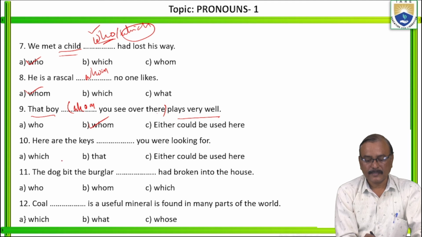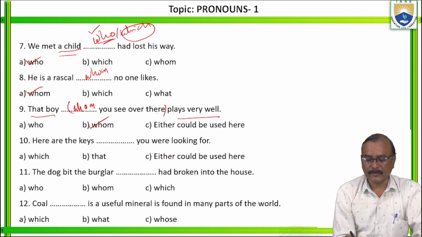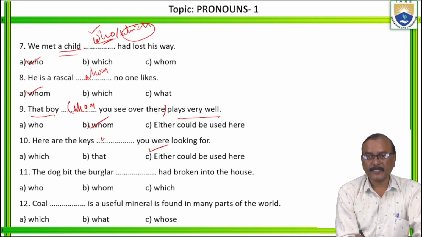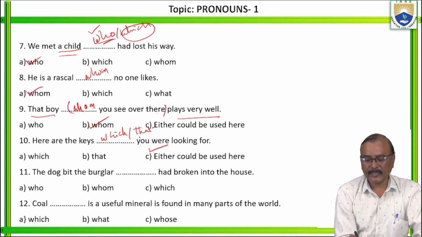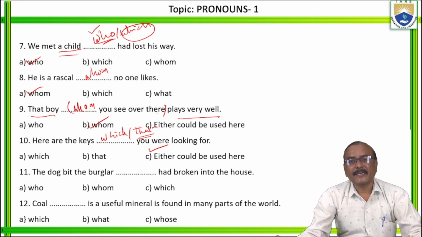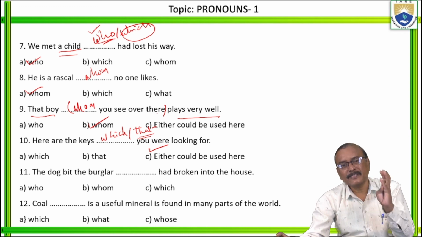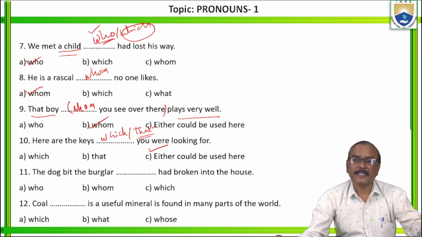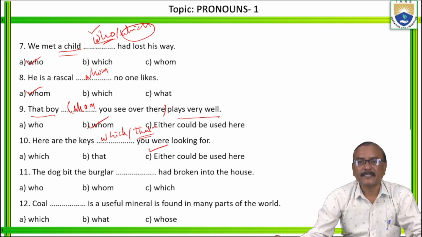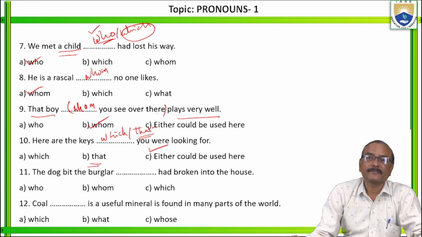Here are the keys, okay, which you are looking for. That you are looking for. Either could be used. So you can use which or that. Both can be used. That can be used as a plural also. Don't think that is only singular. That refers to things, places, even sometimes persons also, both in singular and plural. Right? As a relative pronoun, you can use that for plural also.